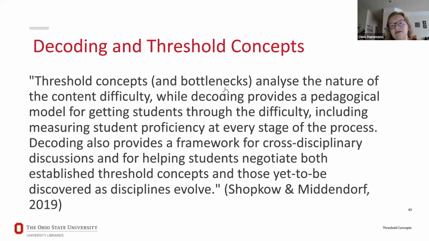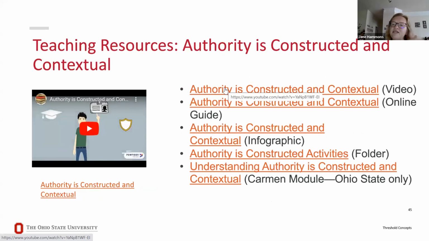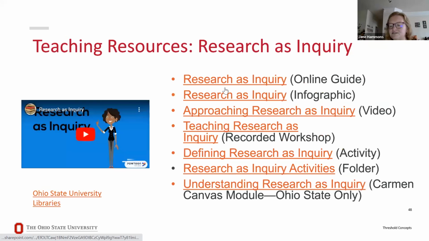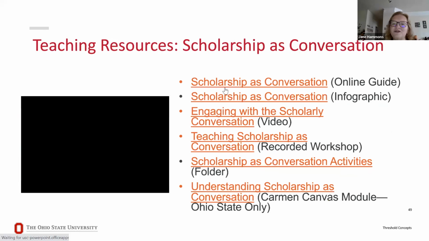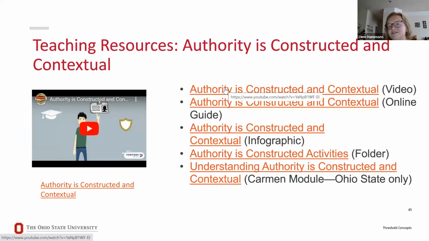Okay. So last thing really quickly, I just have a bunch of resources that I wanted to share. Here are some resources on decoding the disciplines. And then for each of the information literacy threshold concepts, I've shared a bunch of resources here. And one thing I really wanted to highlight as I was looking at this, if you can see, are the concepts that have been most important to me, right? Because they're the ones that have the most links.